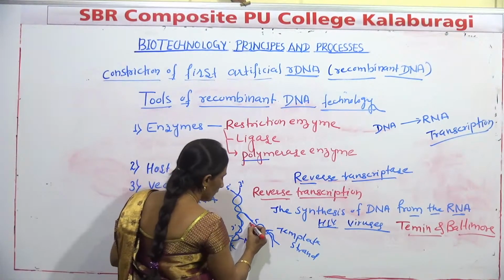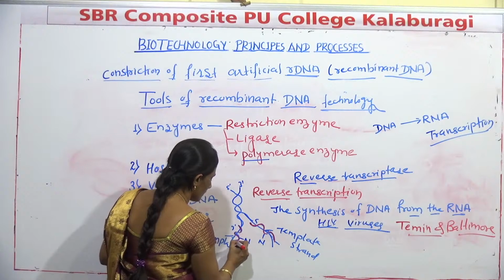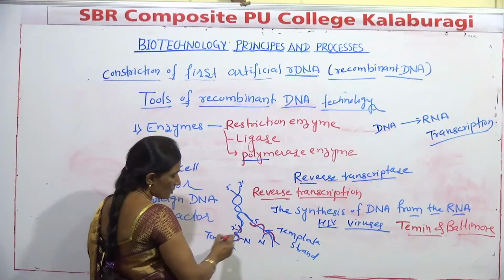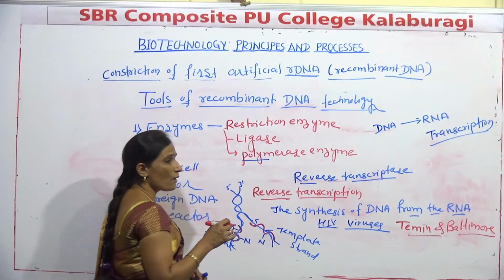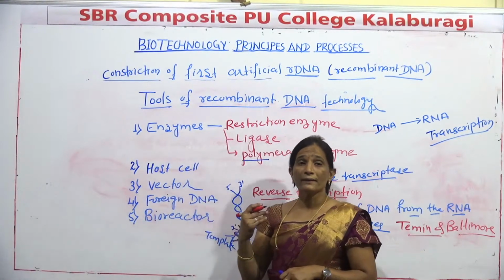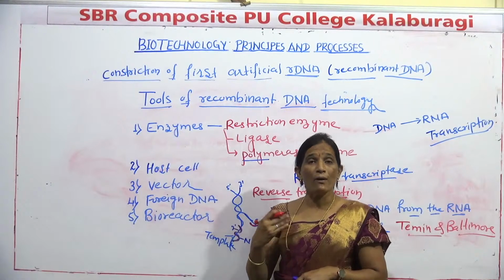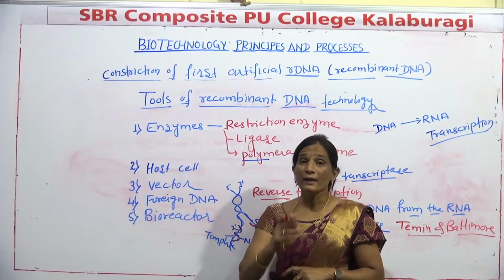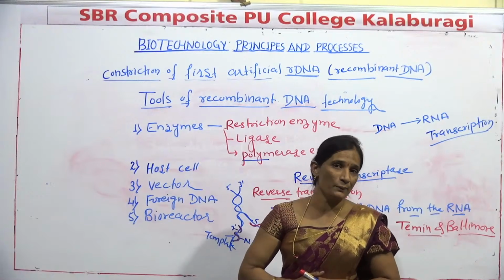This is the new strand. This is the new strand. The blue color is the old strand. So synthesis of DNA from the DNA template happens with the help of an enzyme. Which enzyme is required? DNA dependent DNA polymerase.